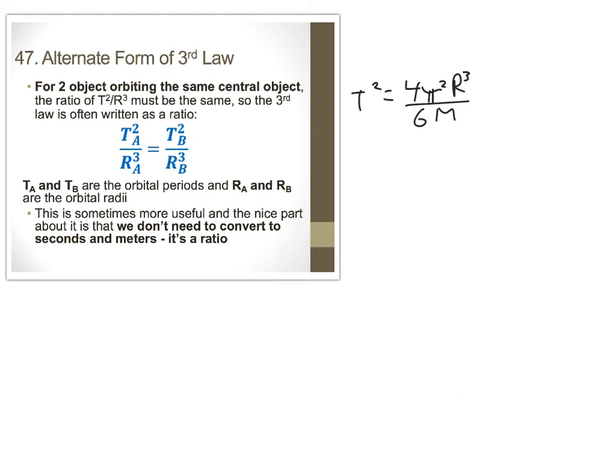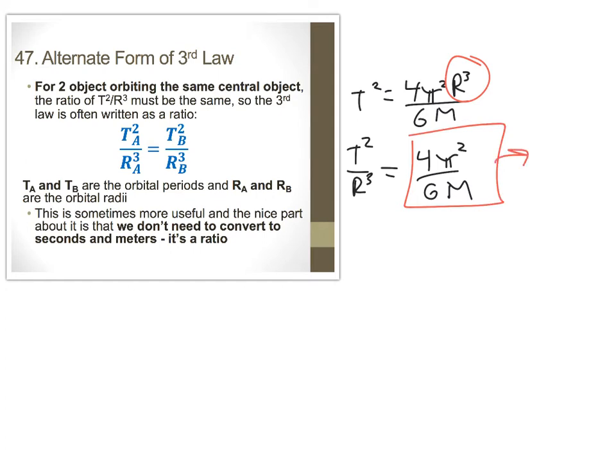I want to take a second now to rearrange slightly Kepler's third law. What I'm going to do is divide both sides by this r cubed here. And so what I'm going to end up getting is T squared over r cubed is equal to 4 pi squared over GM.